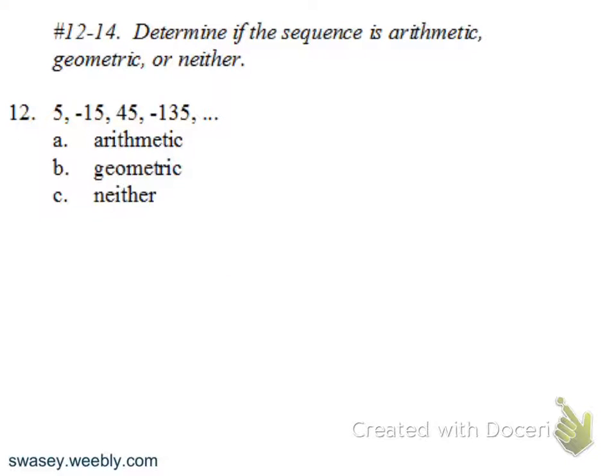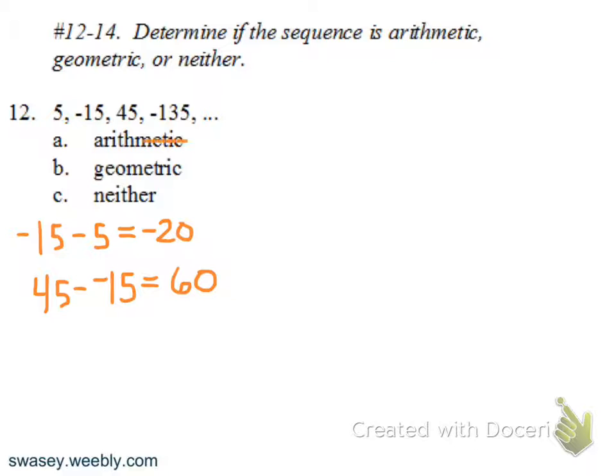Try and decide whether it's arithmetic, meaning you're adding the same number each time, geometric, or neither. So if we check arithmetic first, -15 minus 5, we'll get -20. 45 minus a -15, we would get 60. So it's not arithmetic.